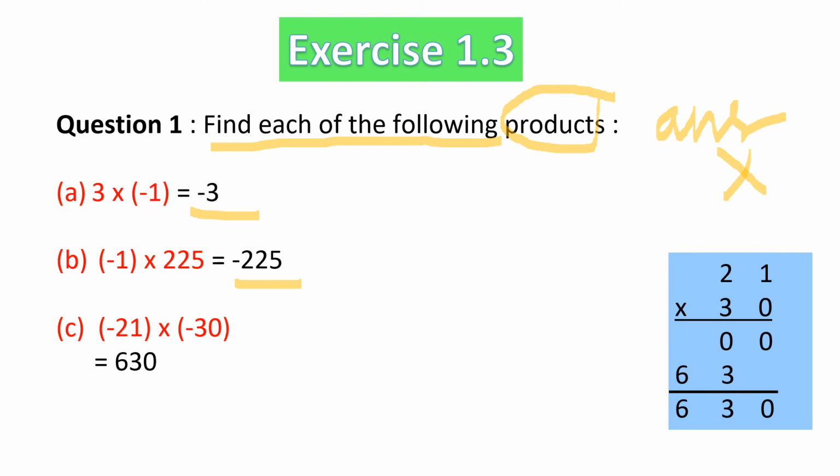And minus into plus is minus. Here 1 into 225 is 225 itself. And minus into plus is minus, right? Now here again, 21 minus 21 into minus 30. First we multiply them, and after multiplication we get the answer 630. But we have to look at the sign also. Minus, minus is what? Minus, minus is plus. We have studied that, right?